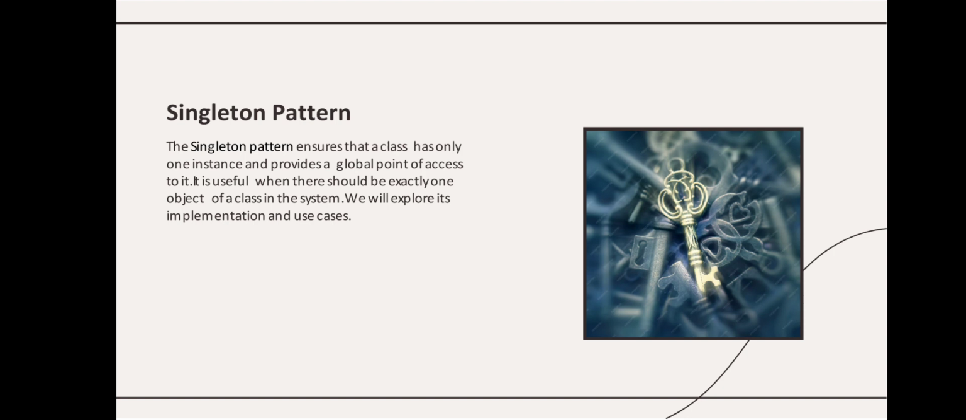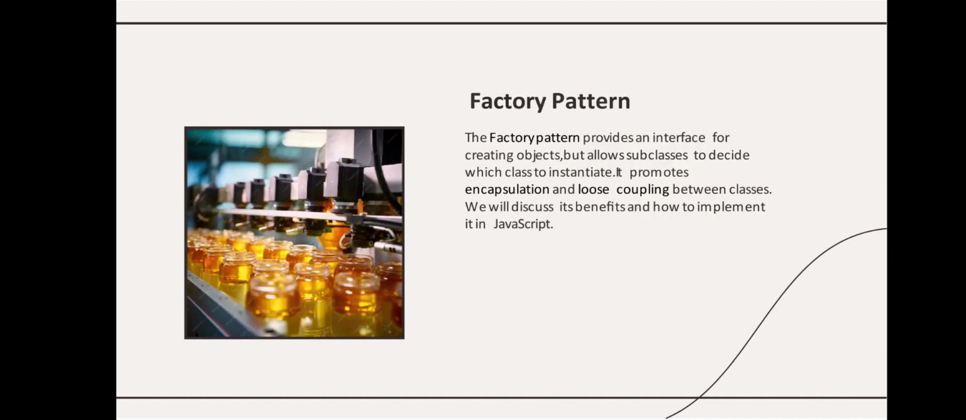Singleton pattern. A singleton pattern ensures that a class has only one instance and provides a global point of access to it. It is useful when there should be exactly one object of a class in the system. We will explore its implementation and use cases. Factory pattern.